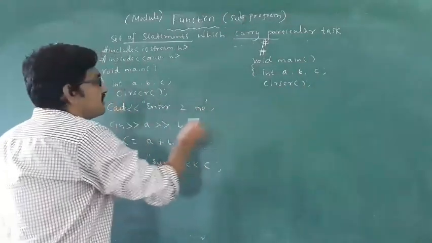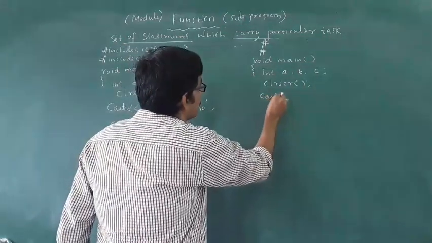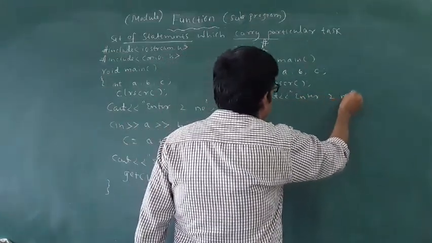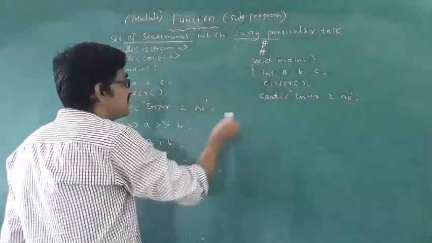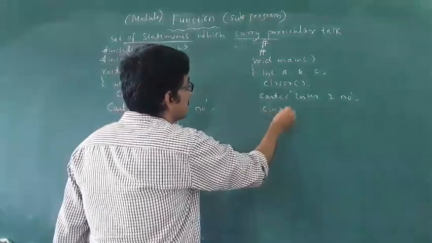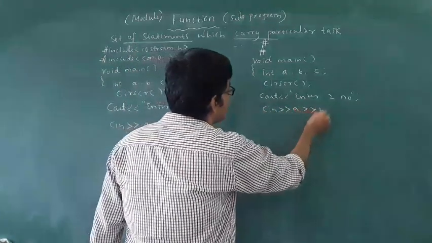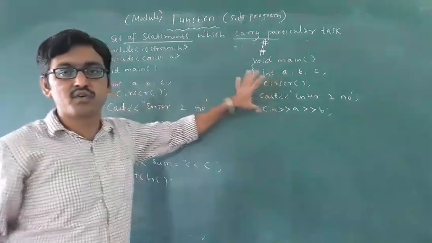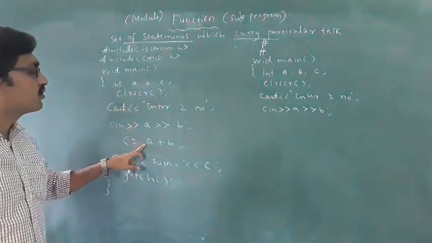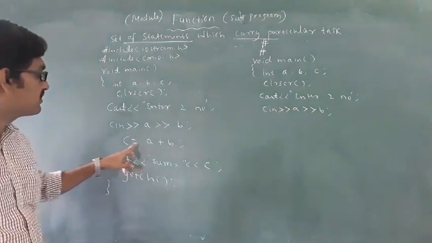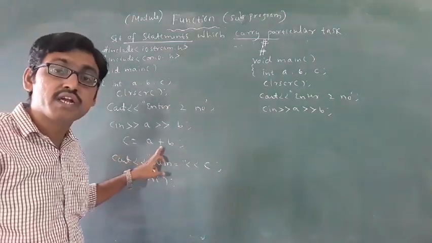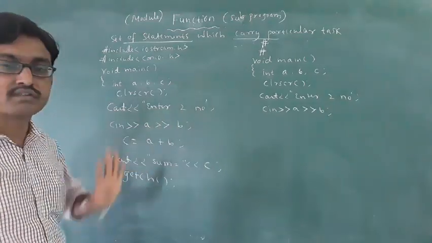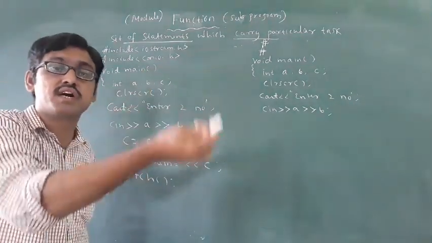Okay, next cout, enter two numbers, then cin a b. This much is same to same, I am writing. Okay, but now the difference is you have to calculate here in the main function. Don't calculate here. Okay, you have to calculate in functions.